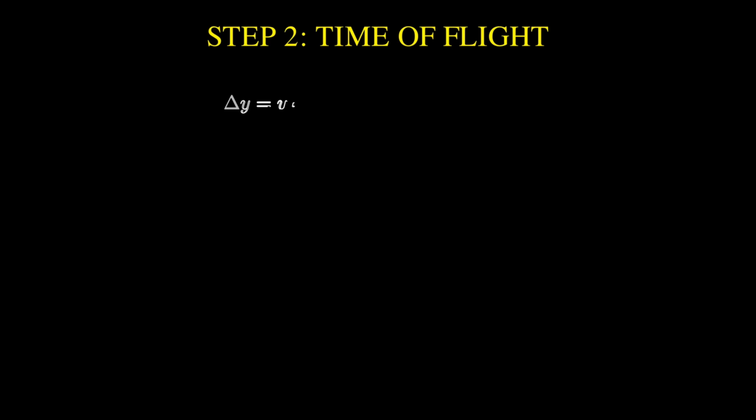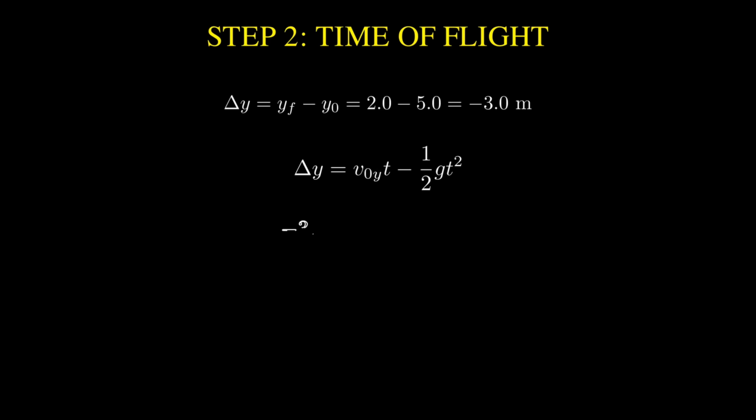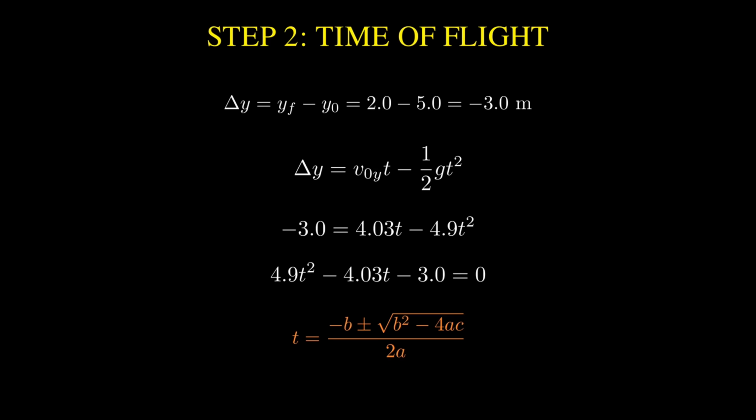Now we find the time of flight, so first we find the vertical displacement and plug that into the equation from kinematics, and we get a quadratic equation. After we plug this into the quadratic formula, as shown on the screen, we get that time is equal to 1.30 seconds.